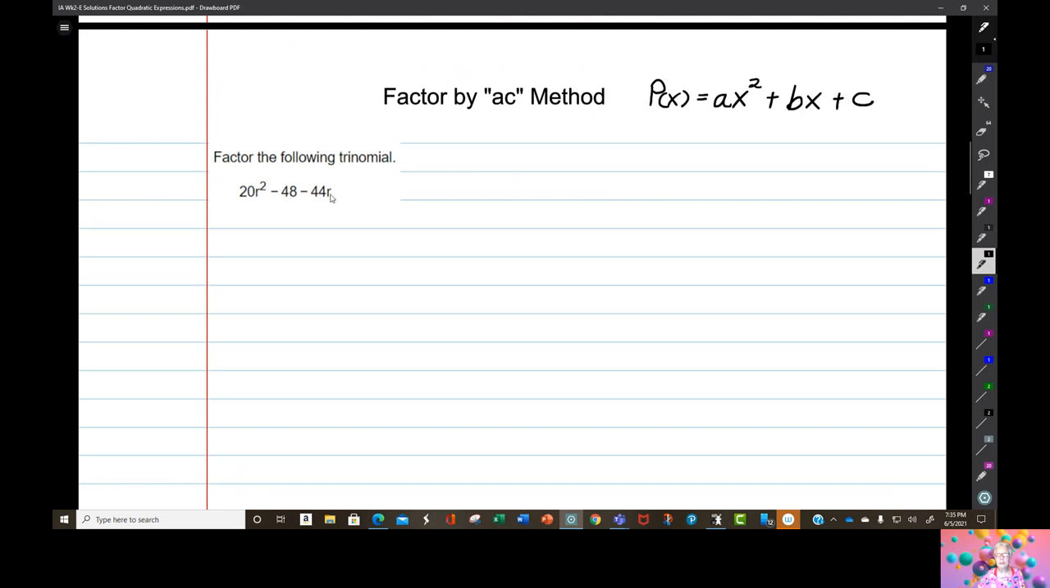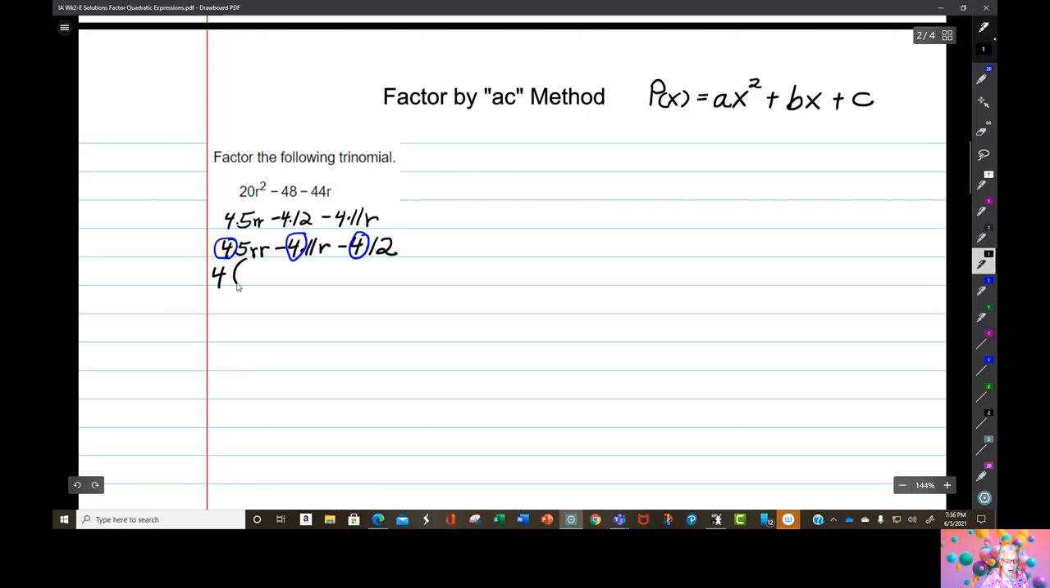Here, once again, we have a common factor 4. I'm on the lookout for it. Okay, 20r squared equals 4 times 5 times r minus 4 times 12 minus 4 times 11r. Well, look at that. They switched terms on us. Let's put everything back where it belongs. 4 times 5 times r times r minus 4 times 11r minus 4 times 12. Each one of these terms contains a 4. So 4 is our GCF.